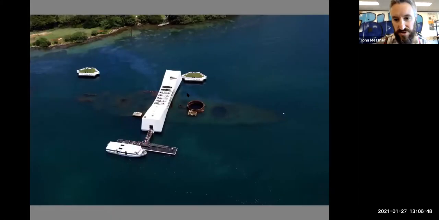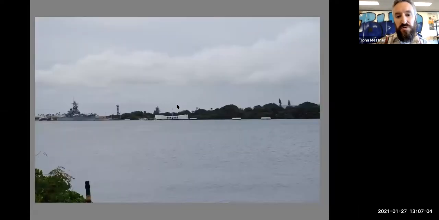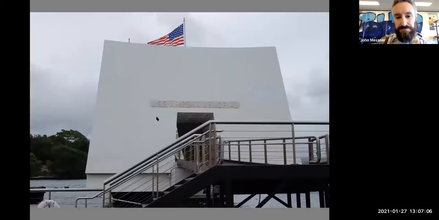So here's the Arizona, and here's that one turret that's above the water, right? And then you take the ferry boat and it docks and you get off and you're literally walking. It has this whole center area open to looking down into the boat. And it's a really cool memorial. Here's another picture of it.